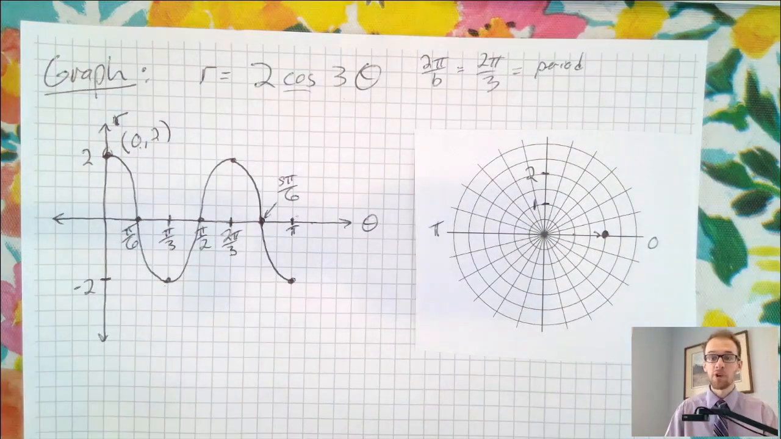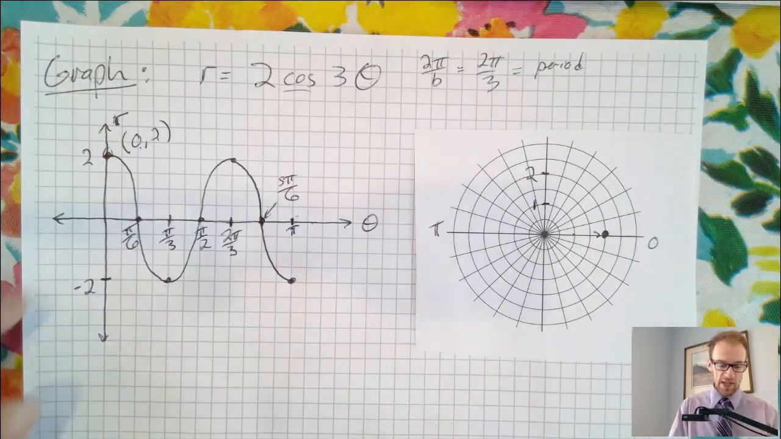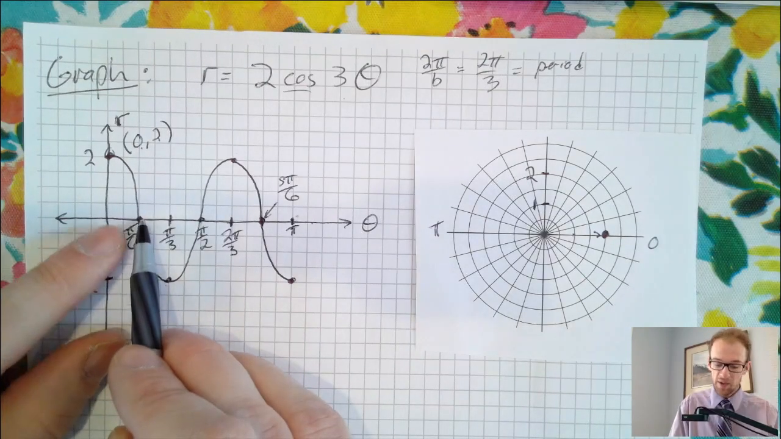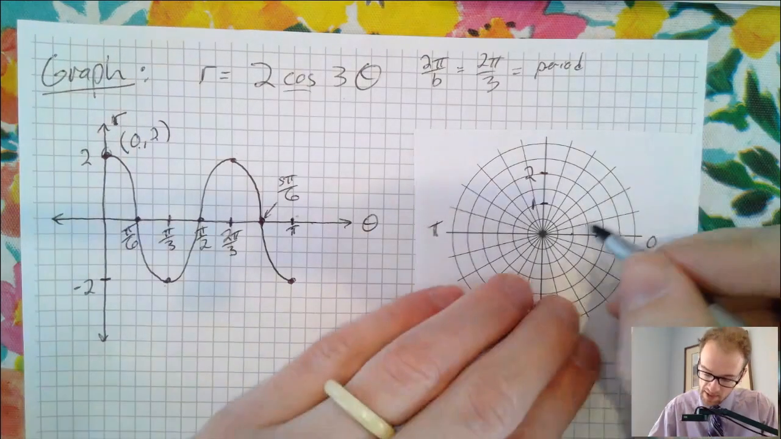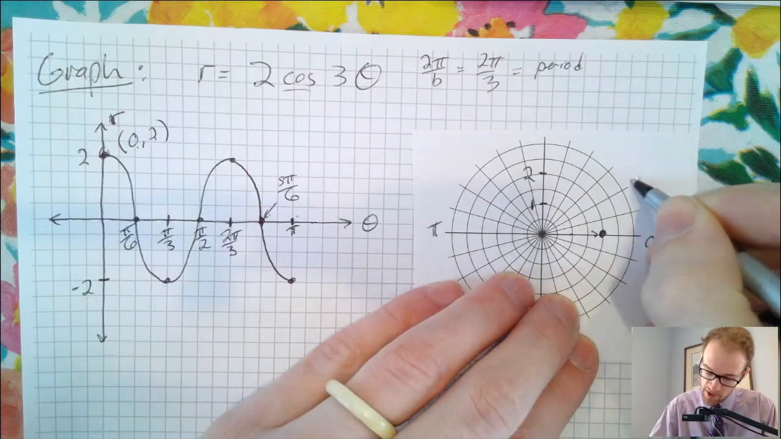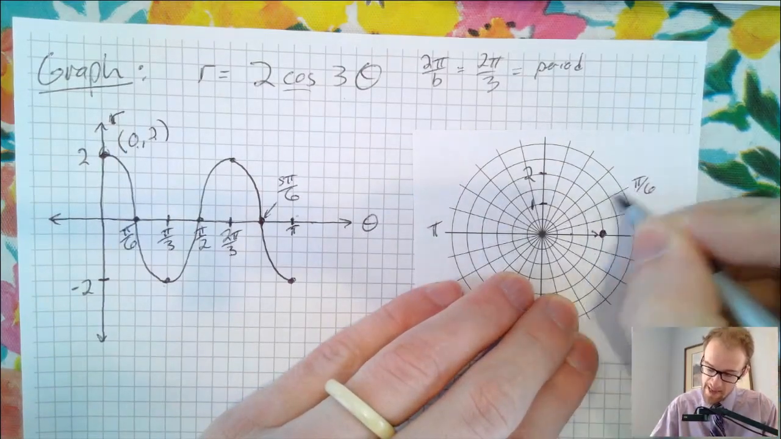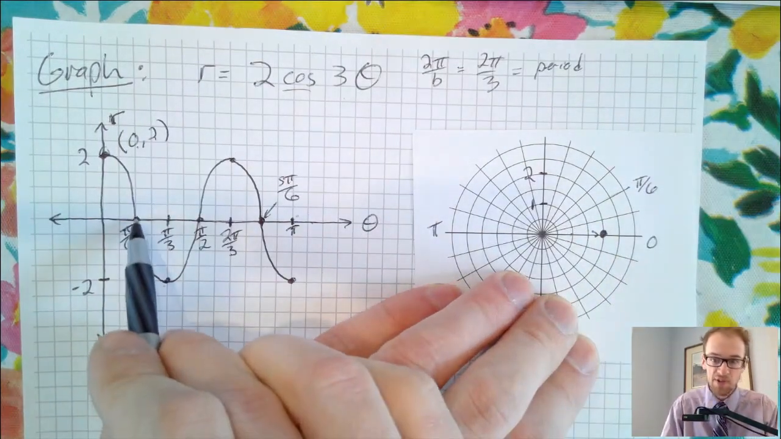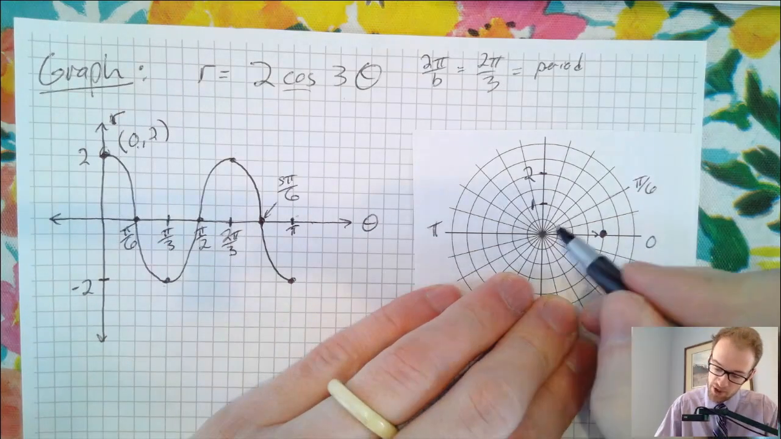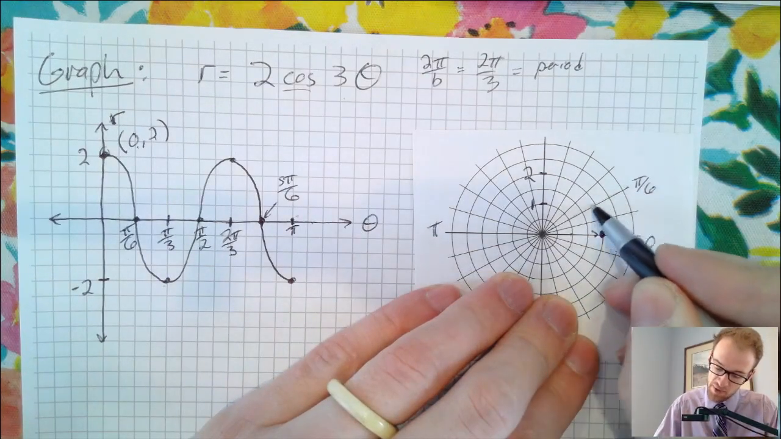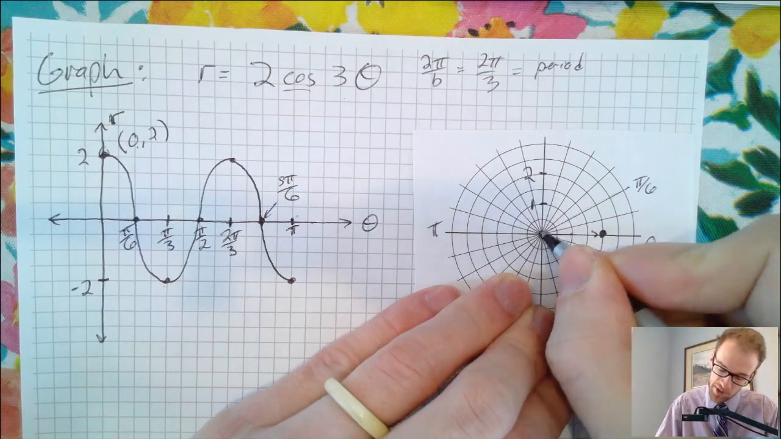Okay, 2 away from the origin, and then I have pi over 6. My angle is pi over 6, so that's this one right here. I can just label that. Pi over 6 is that one, and I have a radius of 0. So when I'm facing this direction, my radius is 0, which means my point is right there at the origin.